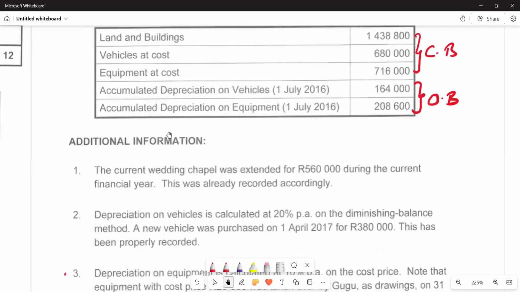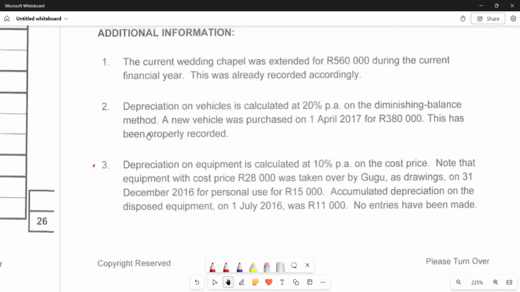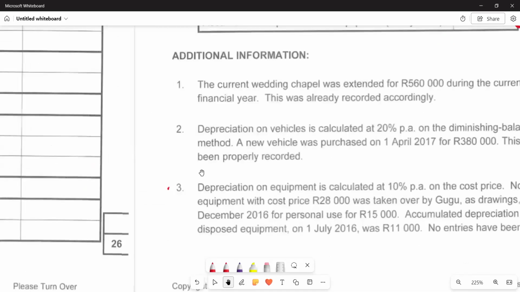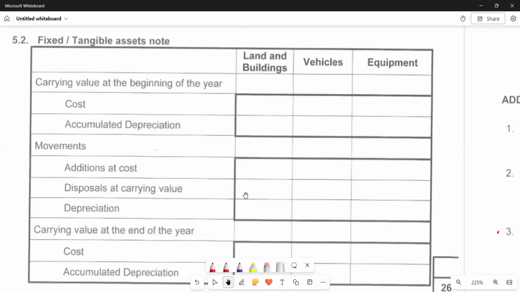Then you go to the additional information. You need to go through each and every piece of additional information before you start to answer the question. This is the information that we have according to the question. Then we can go to the answer section, where we have our land and buildings, our vehicles, and then we have equipment. So we are just going to enter the figures accordingly. We can start by entering the costs, that is the cost for land and buildings, vehicles, and equipment.